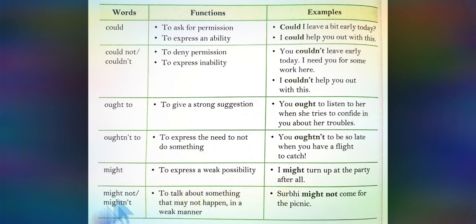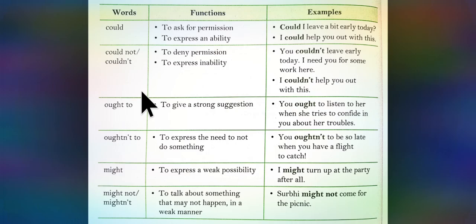And the last word is might not. What is the function of might not? To talk about something that may not happen. For example, Surbhi may not come to the picnic. So it is talking about something that may not happen, in a weak manner.